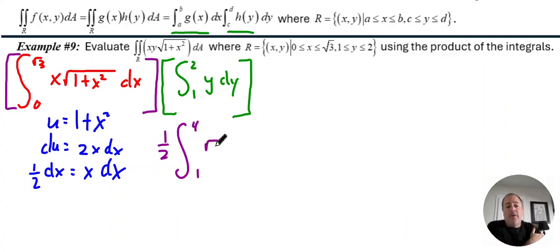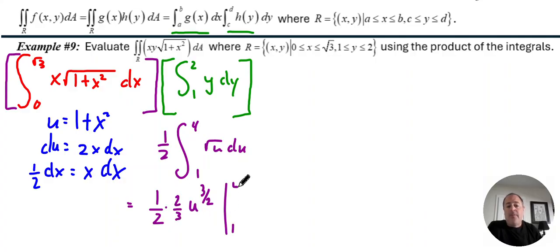Again, I'm left with the square root of u du, which is going to be equal to 1/2 u to the 3/2 times 2/3, evaluated from 1 to 4. And when we keep doing the problem, we get 1/3. So 4, the square root of 4 is 2, and then 2 cubed is 8, minus 1. And I get that this becomes 7/3, right?